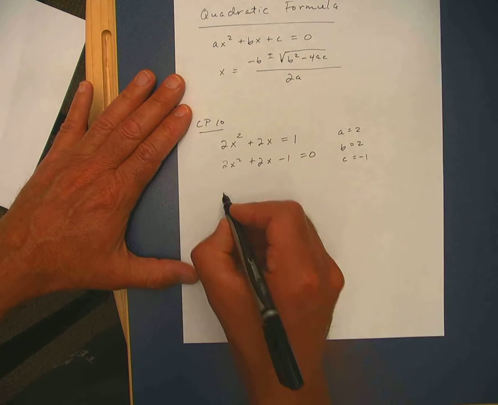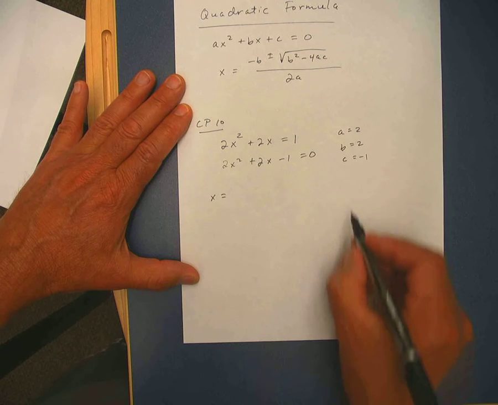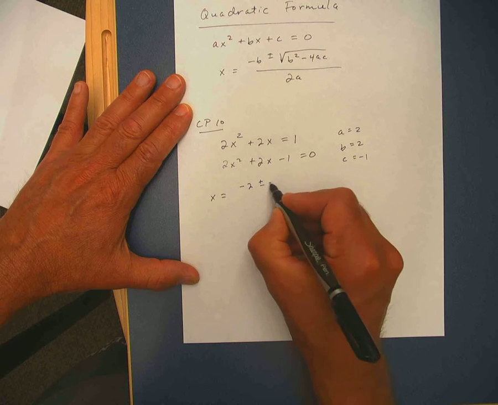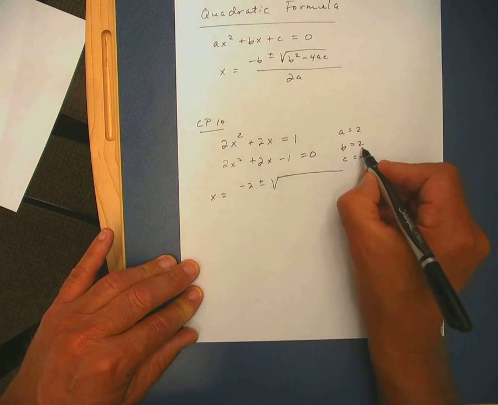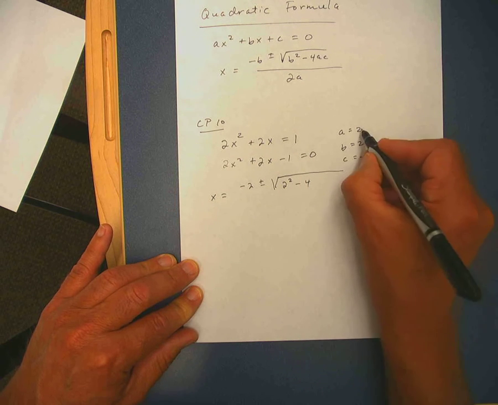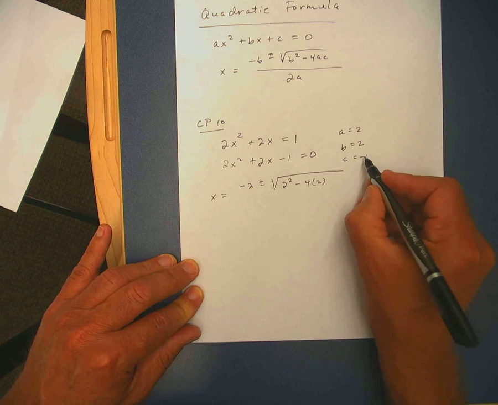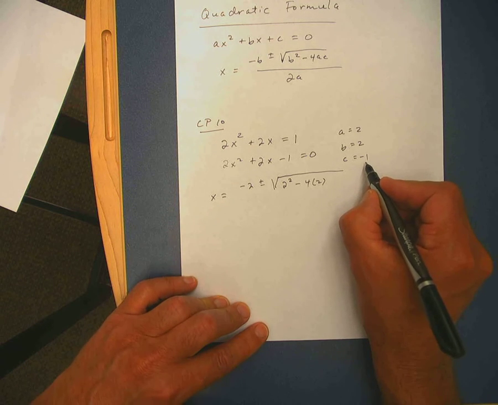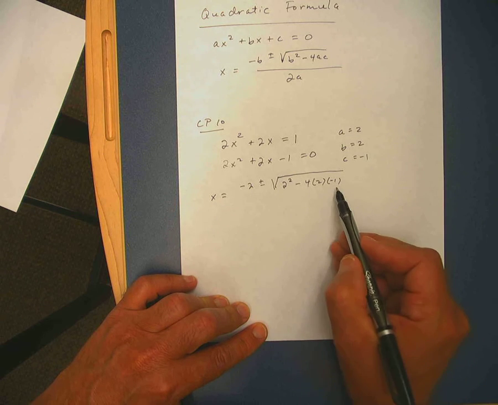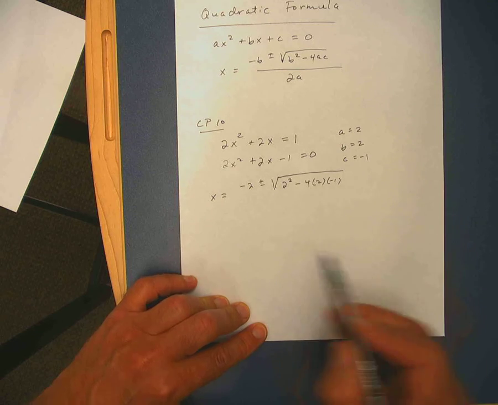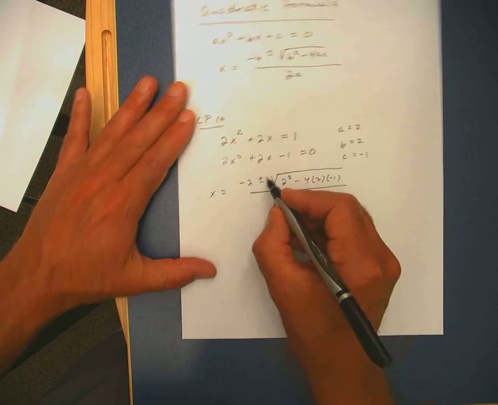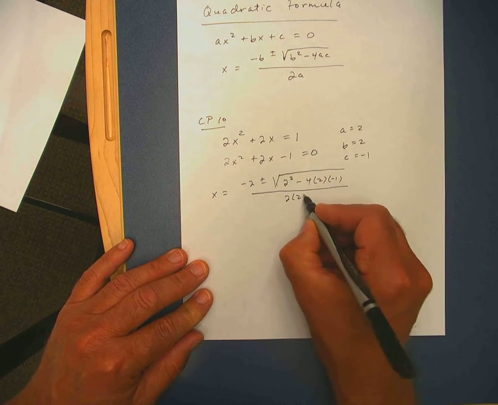Using the quadratic formula then, x will be equal to the opposite of b, b is 2, so that'll be negative 2 plus or minus the square root of b squared, so 2 squared, minus 4 times a, which is 2, so 4 times 2, and c. Now here's where the sign is important. c has a value of negative 1, so we put that in. If this were plus 1, it would be a positive 1 we put in there, but since it's minus 1, it's going to be times negative 1. And then that's all over 2 times a. a again is 2, so that'll be 2 times 2.